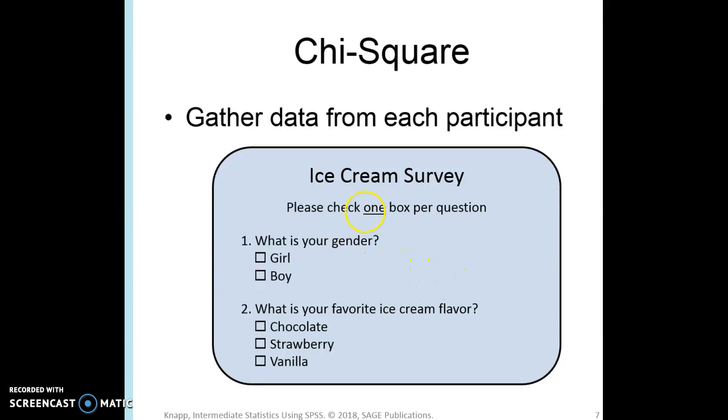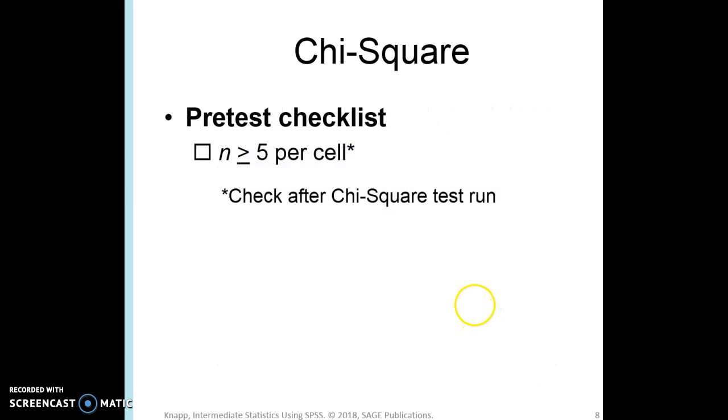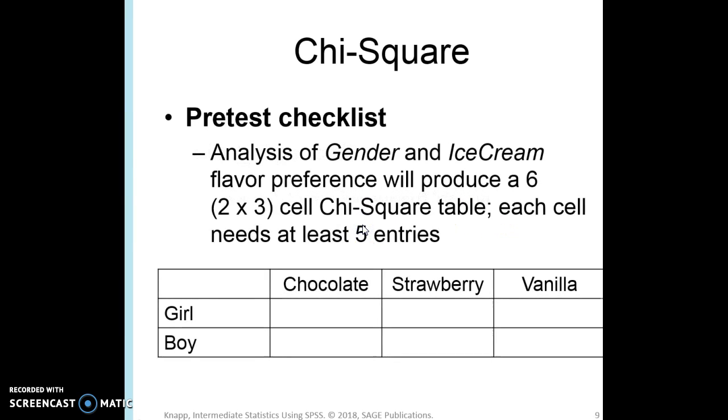And the ice cream survey asks, what's your gender and what's your favorite flavor? And to interject right now, most surveys are often resolved by use of the chi-square. Just keep that in mind if you're doing a survey. There is a pretest checklist. The cell values, and we'll talk about what cells are in a minute, have to be greater than 5, and it says check after the chi-square test is run. We'll talk about that. The pretest, you do look at it before you begin because it can tell you if the chi-square is going to hold up or not.